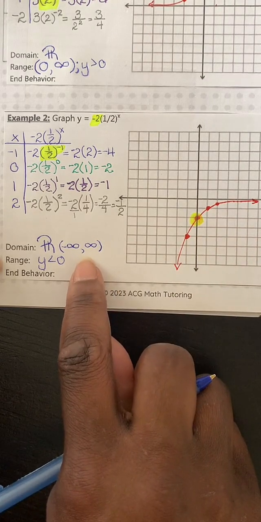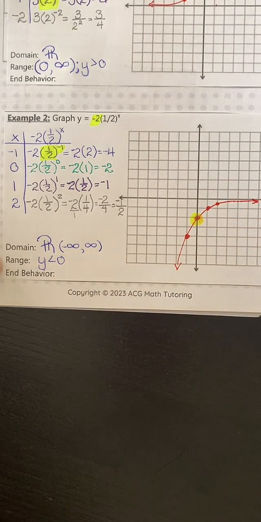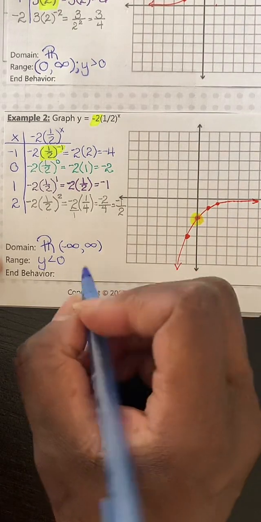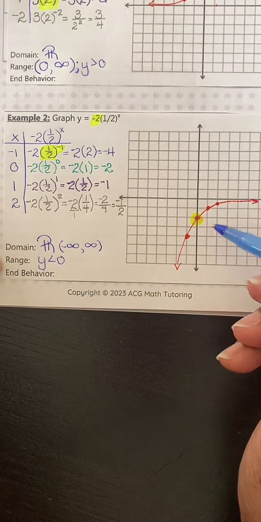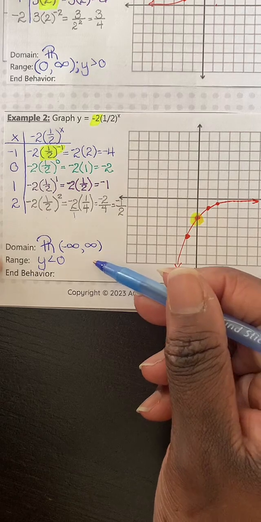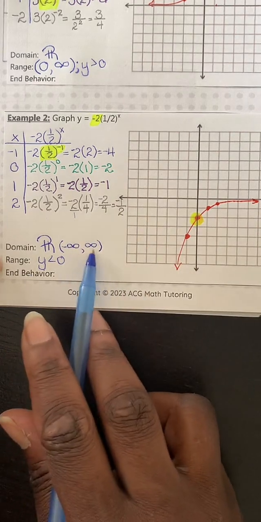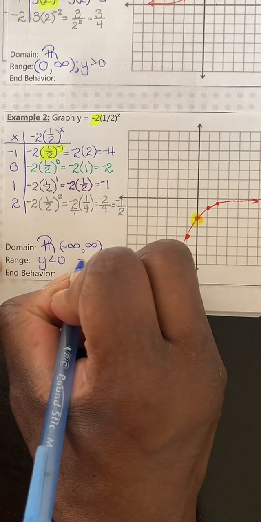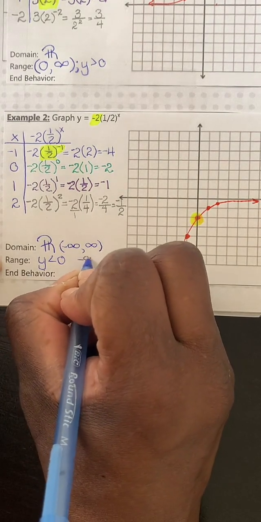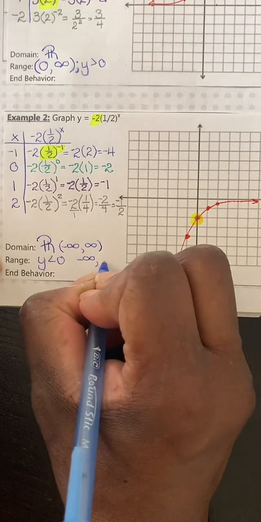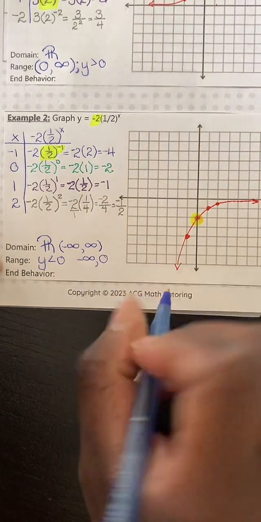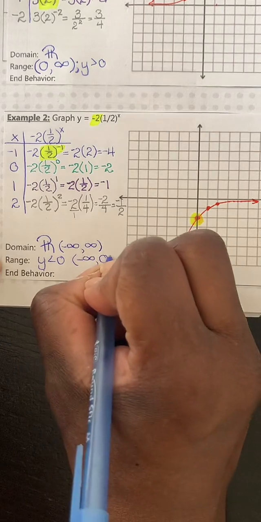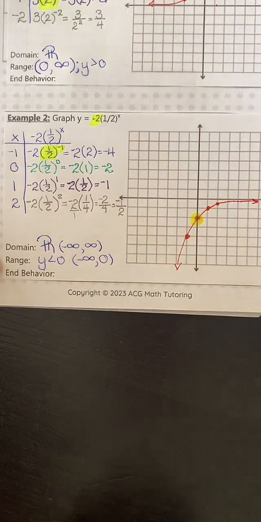But if I were to write it out as an interval, I always write the lowest number first when it comes to interval notation. My lowest number is actually going to be negative infinity, and it goes up to 0. But since it doesn't equal 0, both of them are going to get parentheses.